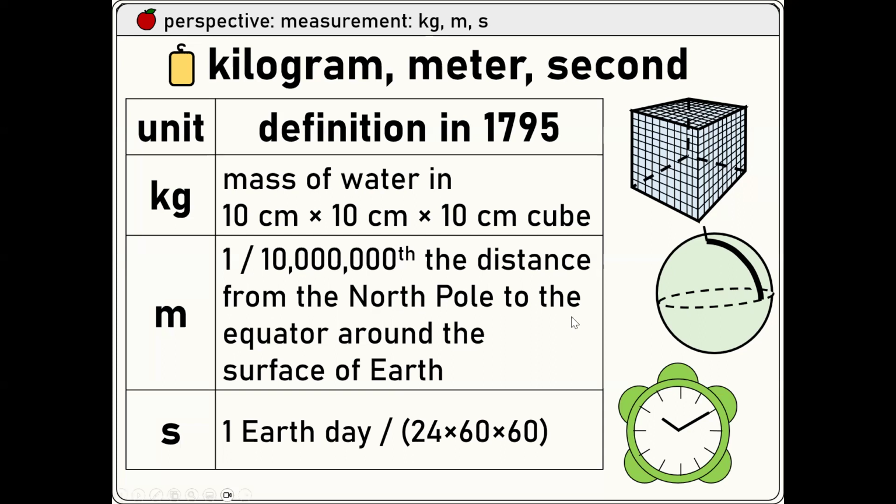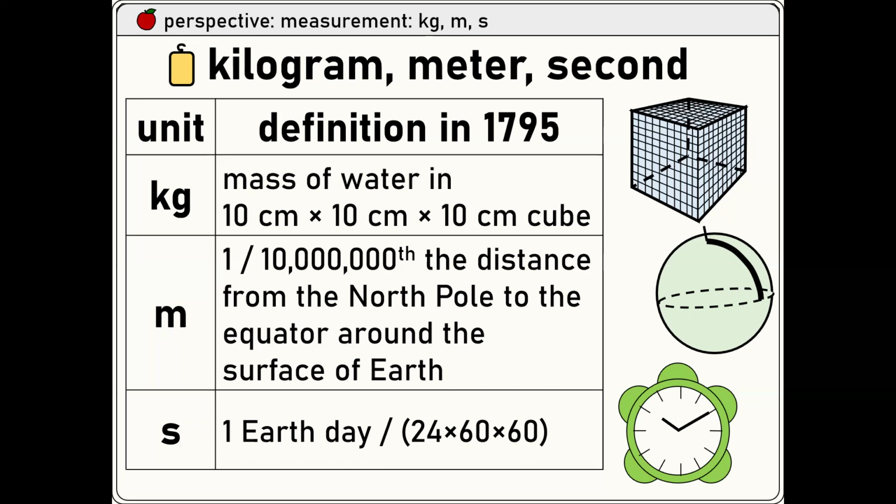I passed around a kilogram. You guys are feeling what is 1 kilogram. Now that's 1 kilogram of mass, right? So the original definition was that right there. If you took 10 centimeters by 10 centimeters by 10 centimeters, so maybe a little bit bigger than a Rubik's Cube, and filled that with water, and put that on a scale, there's 1 kilogram. That was the original definition.